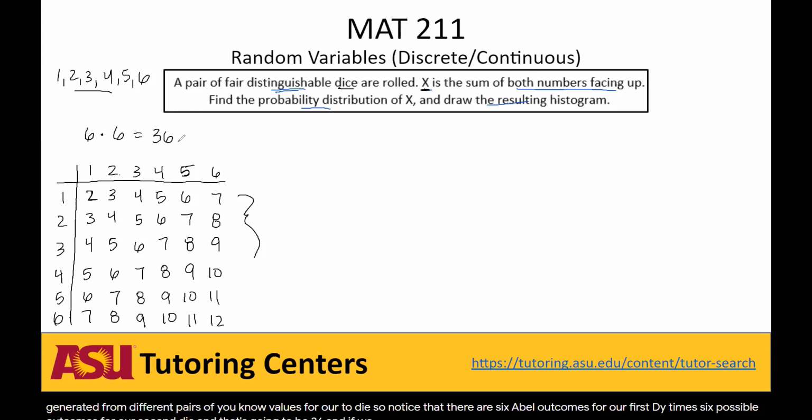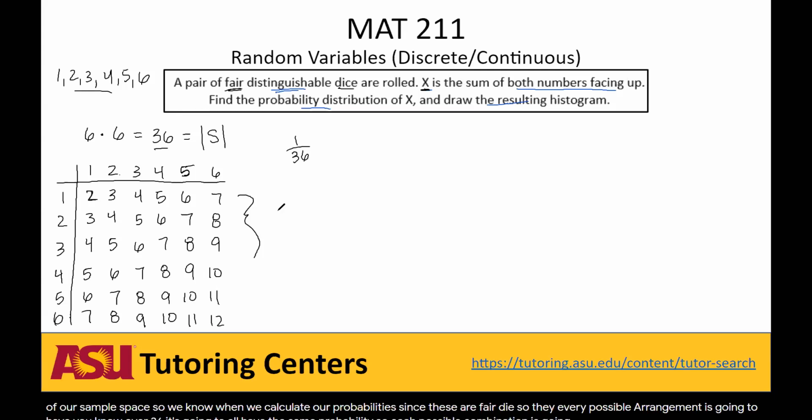If we call our sample space S, then the cardinality of S, the cardinality of our sample space, is 36. When we calculate our probabilities, since these are fair dice, every possible arrangement is going to have the same probability, 1 over 36. So each possible combination is going to be 1 over 36, for this 2 here, this 3 here, and then another one for this 3 here, and so on and so forth.